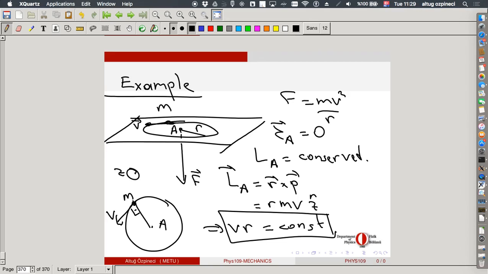If you pull the string down, the string will get smaller. The radius of the circular orbit will get smaller and smaller. As r gets smaller, its speed should increase. And this is in fact how it increases as a function of r. So v will be equal to v0 r0, whatever the initial values were, divided by r.